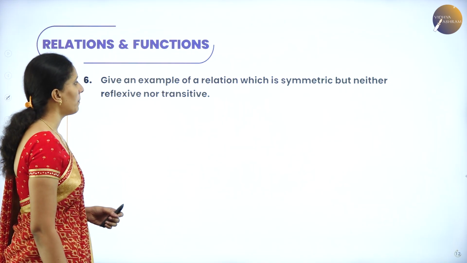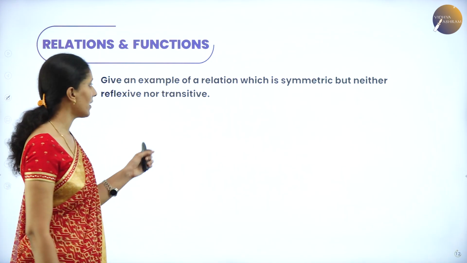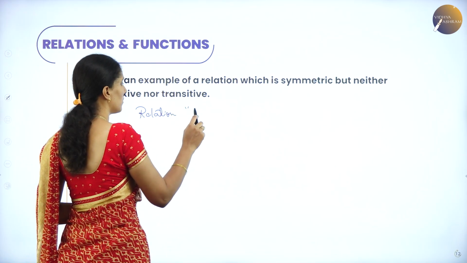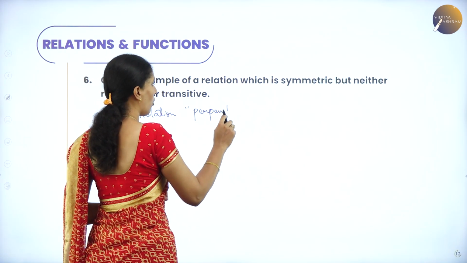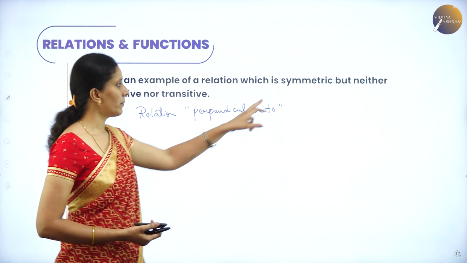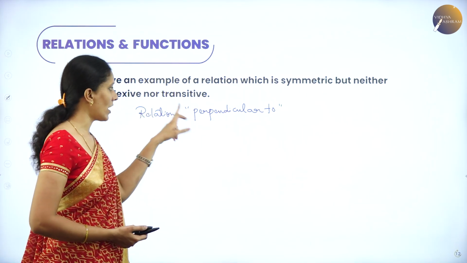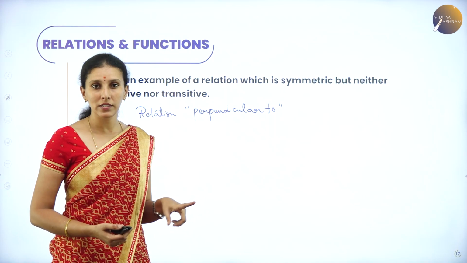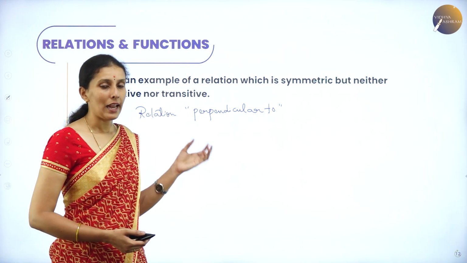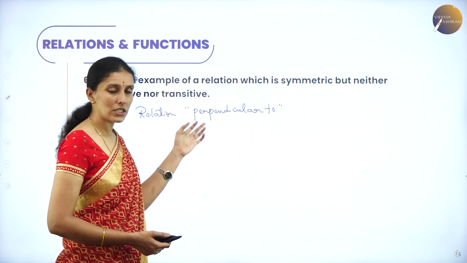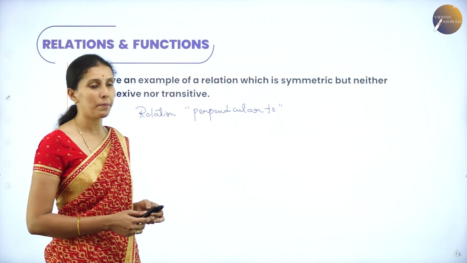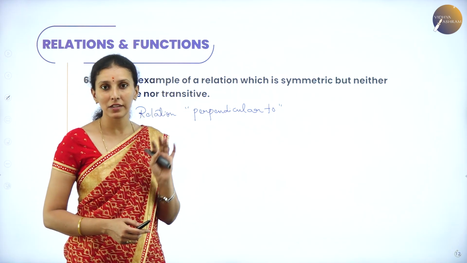Next one, give an example of a relation which is symmetric but neither reflexive nor transitive. See the relation perpendicular to. We have already proved that this is an example of a symmetric relation, but it is neither reflexive nor transitive. Every line cannot be perpendicular to itself, so it is not reflexive, and three lines cannot be perpendicular such that L1 and L3 are perpendicular to each other, so it is not transitive but it is symmetric. So the relation perpendicular to is an example for a symmetric relation but neither reflexive nor transitive.